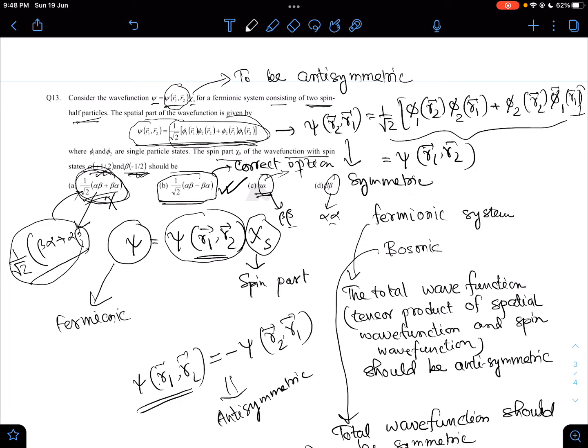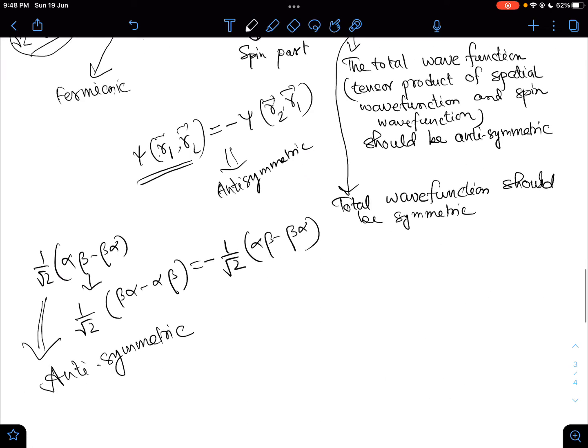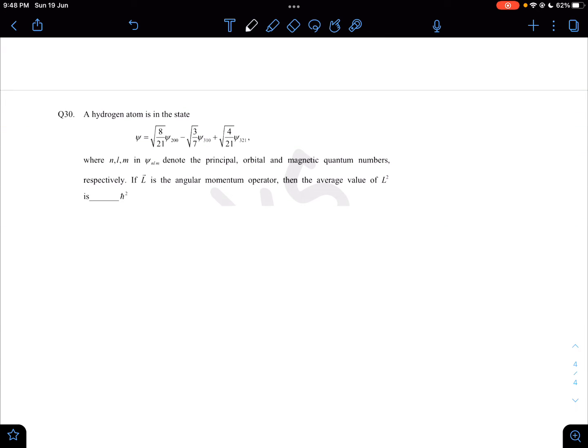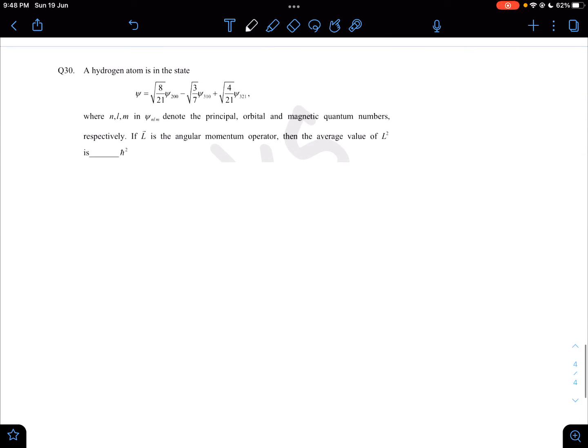So you have to just keep in mind that for a fermionic system the total wave function should be antisymmetric under exchange of these variables, and for a bosonic system the total wave function should be symmetric under exchange of these variables. So this is it for the second problem. Let us now move to the third problem of today's video.